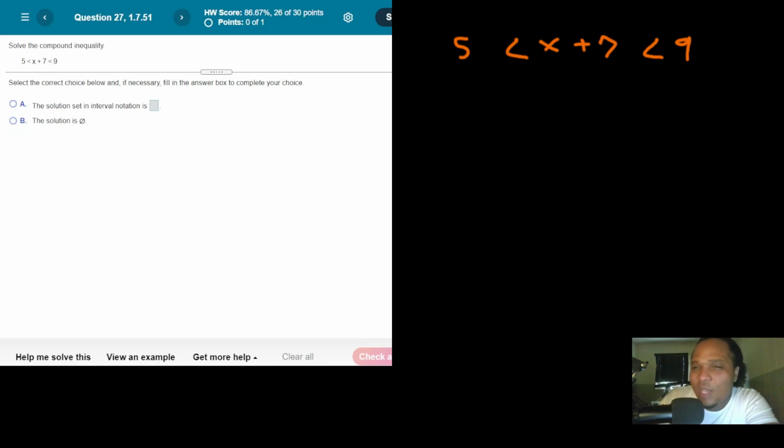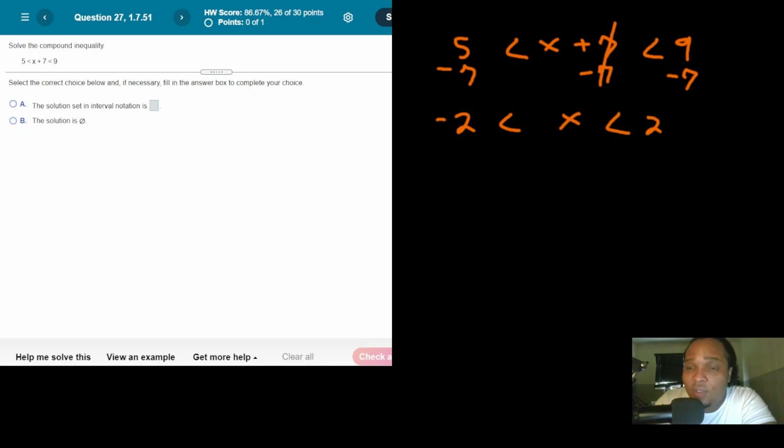All right, so you know how we get the x by itself? We get rid of the 7. Here's what I'm proposing. Let's subtract 7 from all 3 sides. Why not? So you get negative 2. You get your x, because those cancel, and you get 2. Look at that. We have a nice little compound inequality going on, and I will show you how to read this. You probably already have an idea.